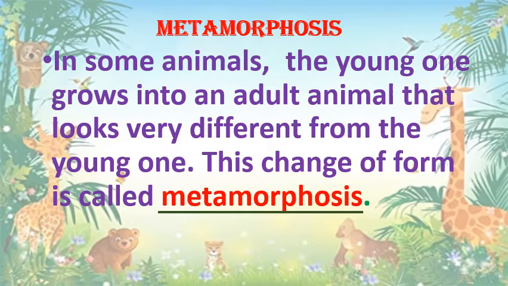See students, just now we have gone through the life cycle of butterfly. The first stage is egg, then comes caterpillar, and caterpillar is very different from the adult butterfly, right? The 3rd stage is chrysalis or the pupa stage, and the 4th stage is the adult butterfly. So here we cannot see any similarities between the adult animal and the young one. So this transformation is called as metamorphosis. Got this?